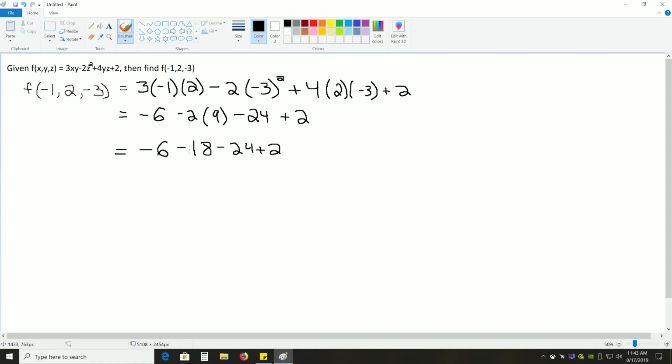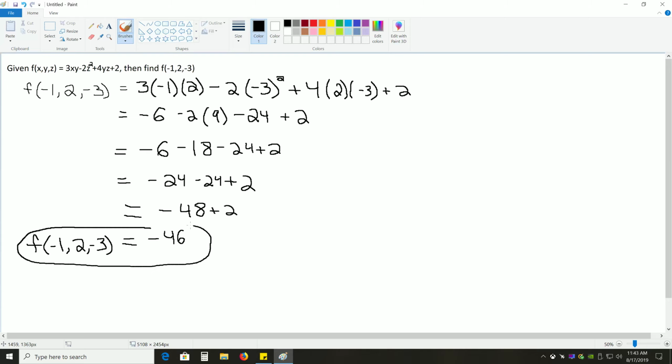And now order of operations says when you're only adding and subtracting, you go left to right. So negative 6 minus 18 is negative 24, minus 24 that we have here, plus 2. Negative 24 minus 24 is negative 48 plus 2 gives us negative 46, which means f of negative 1, 2, negative 3 is equal to negative 46.